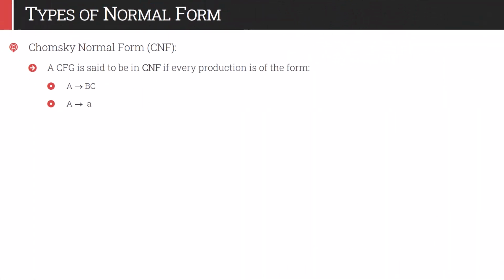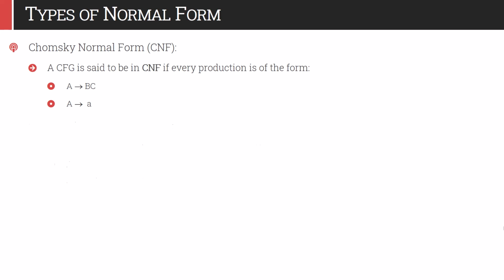Grammar is said to be in Chomsky normal form if every production in the grammar has the form either A gives capital B capital C, or A gives small a. That means any production should have two non-terminals on the right hand side, or there must be exactly one terminal on the right hand side. If all productions are of one of the two forms, then we can say that the entire context-free grammar is in CNF.